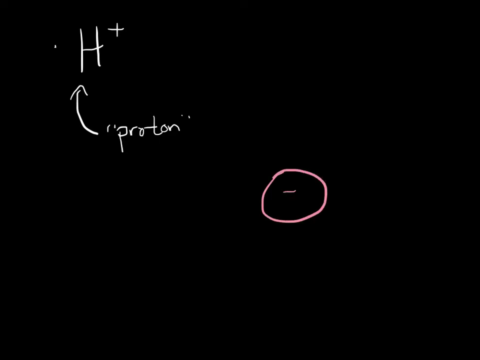So the first thing that we're going to look at is H+. You're going to hear me call it H+ sometimes, but I'll also refer to it as a proton. So what it is, it's a positively charged hydrogen atom. And if we think of what hydrogen is, hydrogen on the periodic table would be one proton and one electron floating around in the electron cloud.